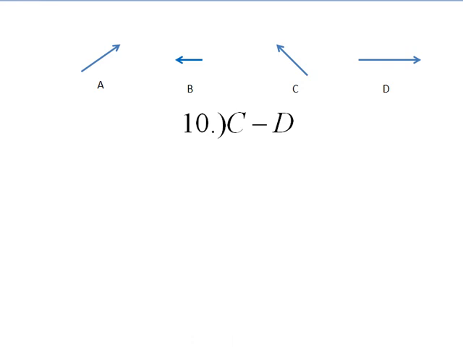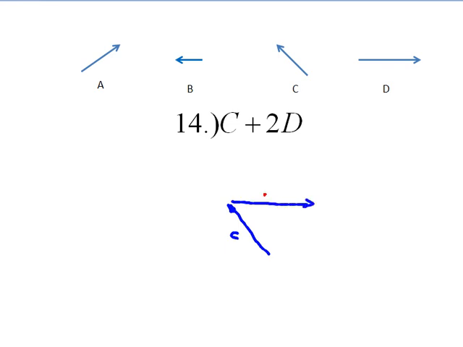I think I've got one more for you. I wanted to show you what you do when you have multiple vectors. So we have C, there's our C, and we have two D's. So you just connect them, tip to tail. There's one, there's another, and this would be the resultant.